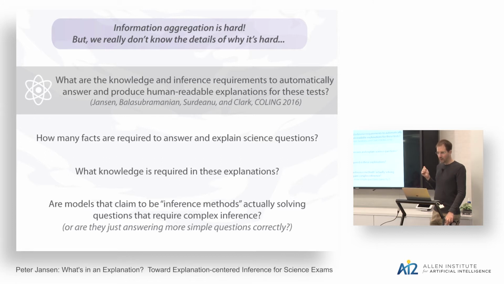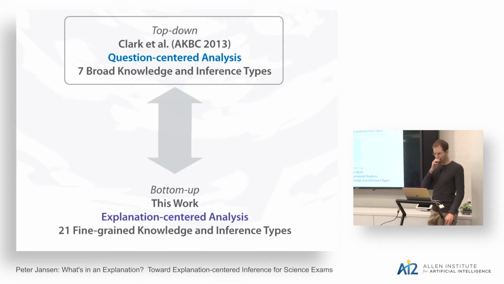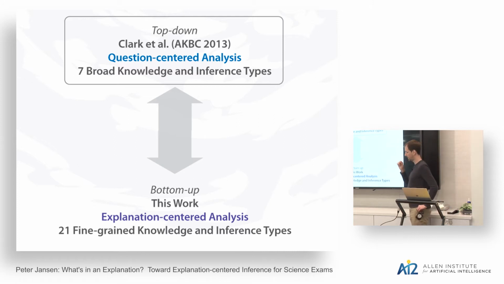So question number 1, how many facts are required to build explanations? 2, what kind of knowledge is actually needed in these explanations? What pieces do we have to use to build our puzzle? And then sort of a quick aside at the bottom, are models that claim to be doing inference actually solving more inference questions, or are they just answering more simple questions? There's a couple different ways that you can do this analysis. One is top-down, and one is bottom-up.